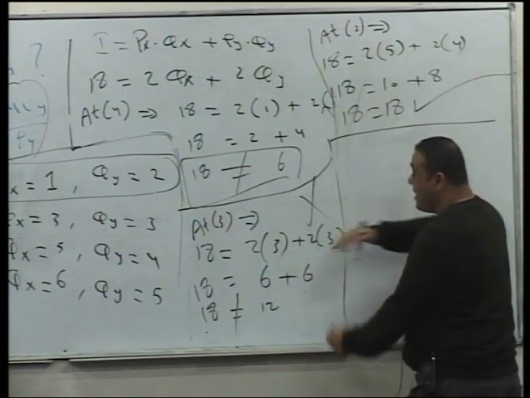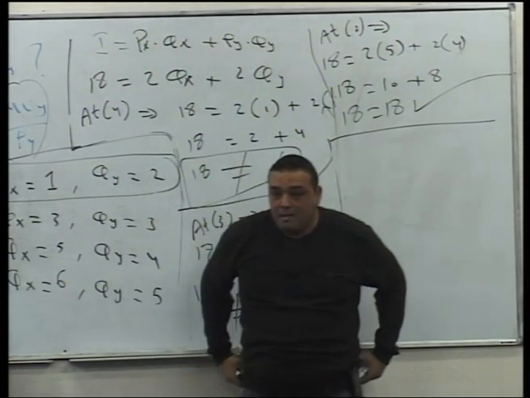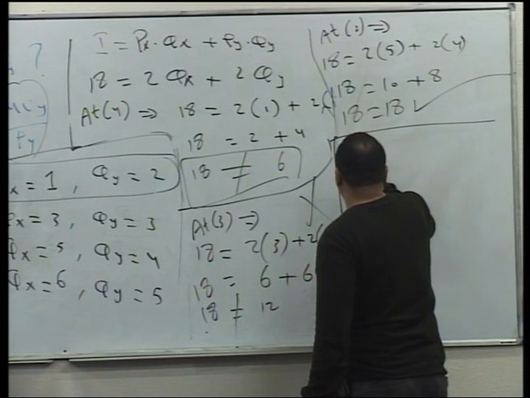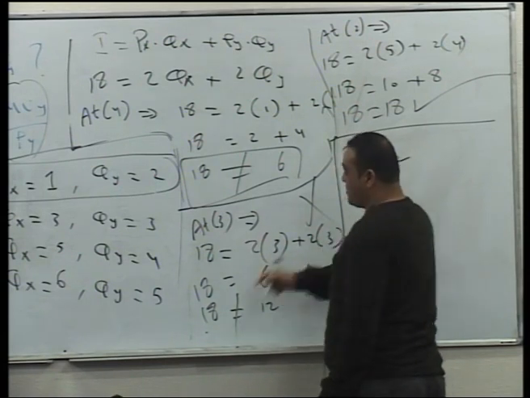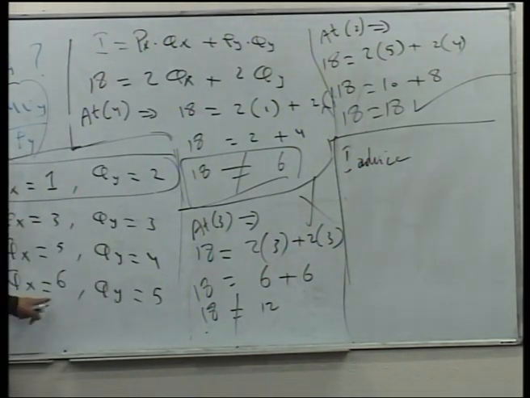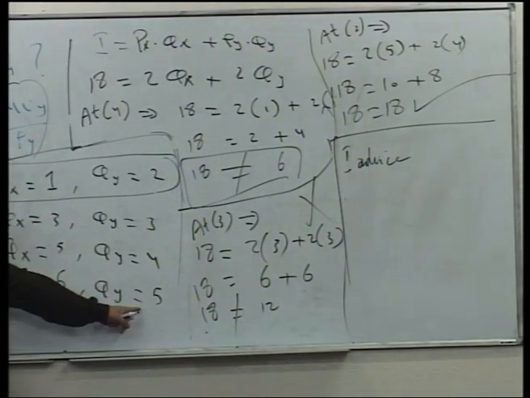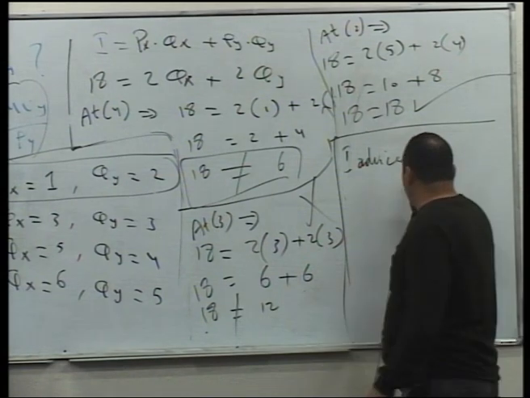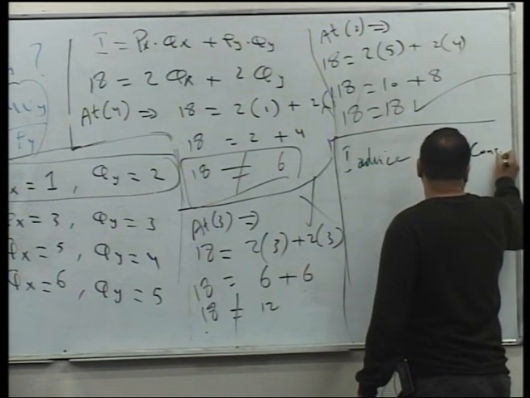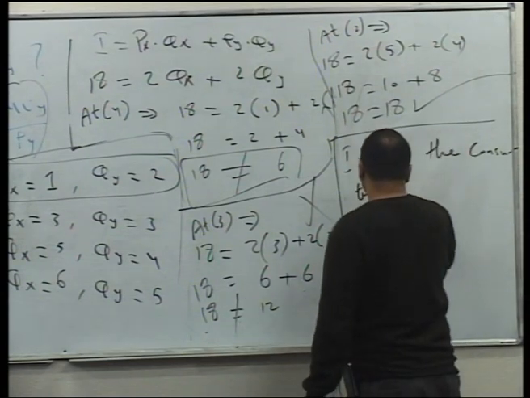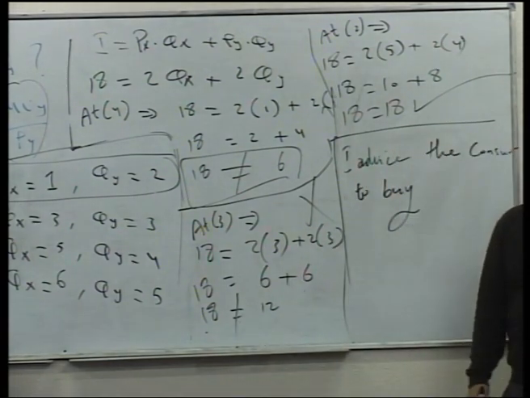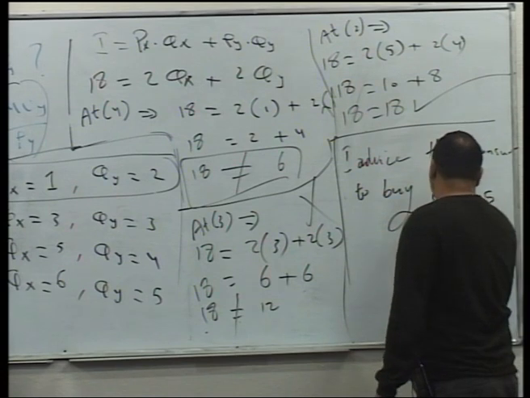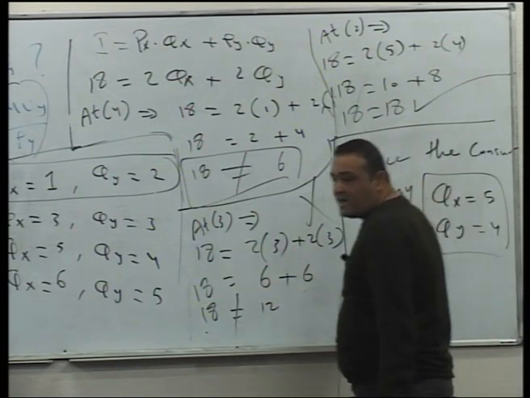So I advise, that's it, don't try again. Don't test again. So I advise, try this one, it won't work. 2 times 6 plus how much? 12. Okay. So I advise the consumer to buy how many units of X and how many units of Y? 5 units of quantity X, 5, and quantity Y equals 4, to maximize the total utility.